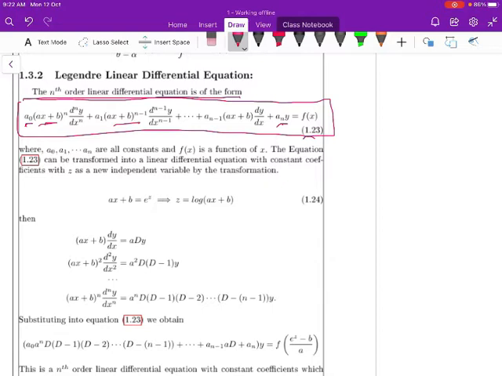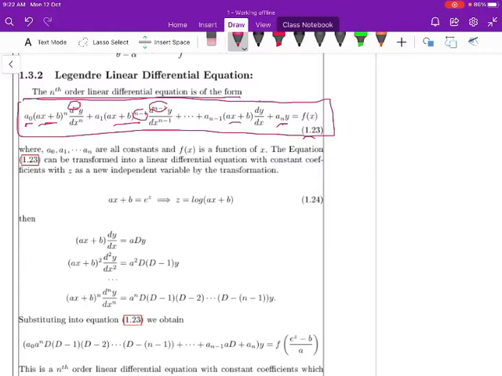What is the variable coefficient here? Ax plus b is the variable coefficient. You can also observe that the order of this term and the degree of ax plus b are the same: here order is n minus 1 and the degree of ax plus b is n minus 1, and similarly order is 1 here and the degree of ax plus b is 1. Such an equation is called a Legendre linear differential equation, where a naught, a1 and so on to a n are constants.